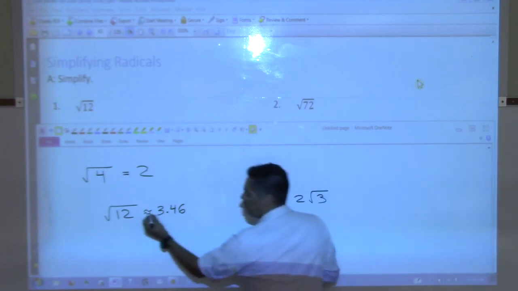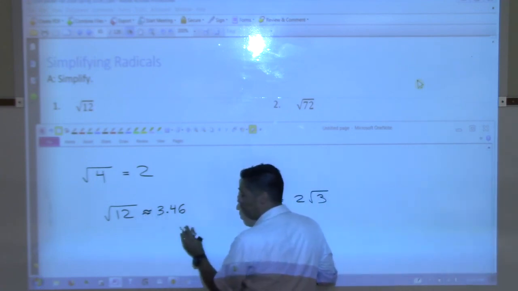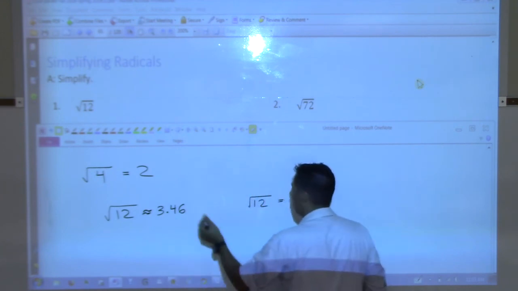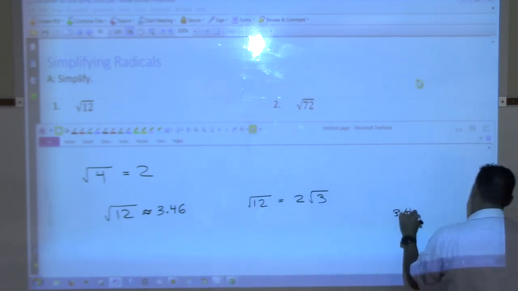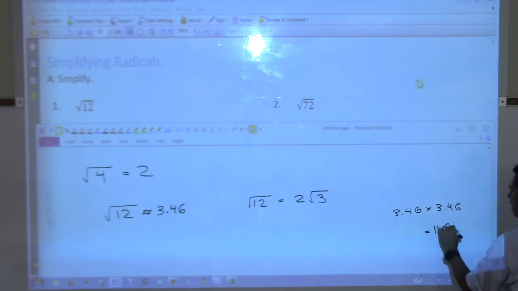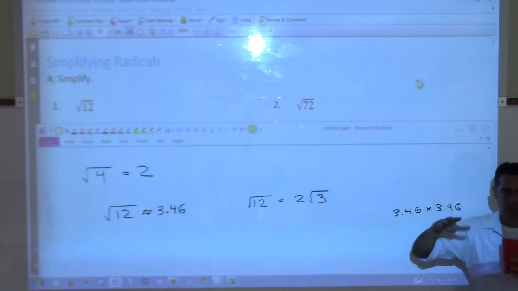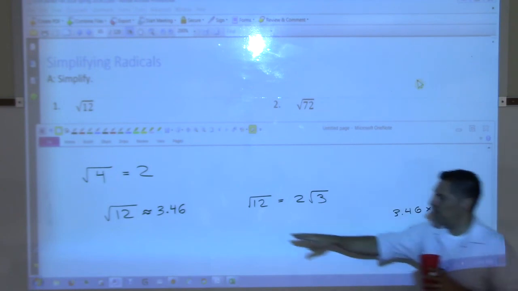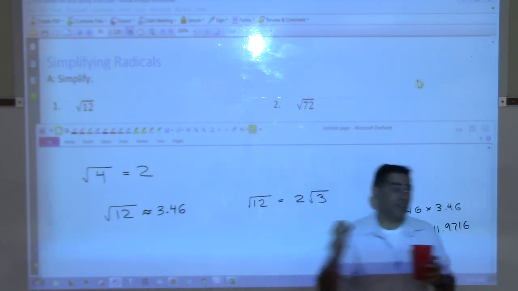So notice the squiggly equals here. It means approximately. So would you do this on your calculator? Go ahead and do 3.46 times 3.46. Tell me what you get. 11.9716. Okay, so you get 11.9716. See, what's happened here is we've had to round a little bit. So this is an approximate answer. It doesn't give you the exact square root of 12.